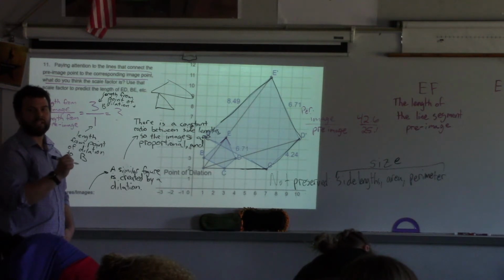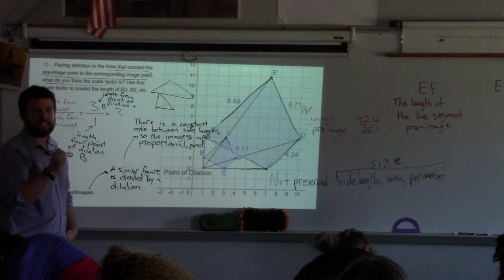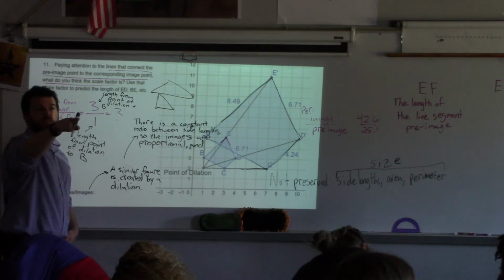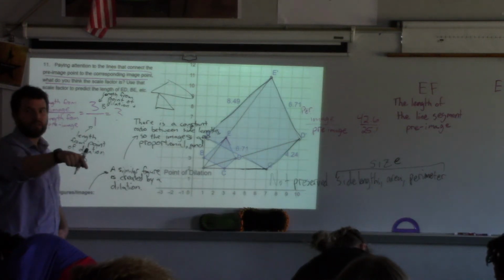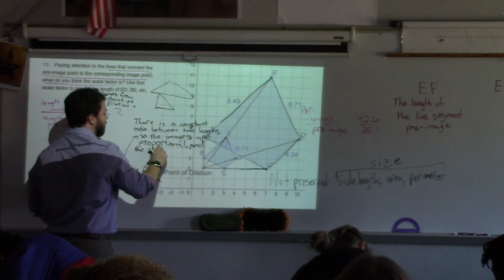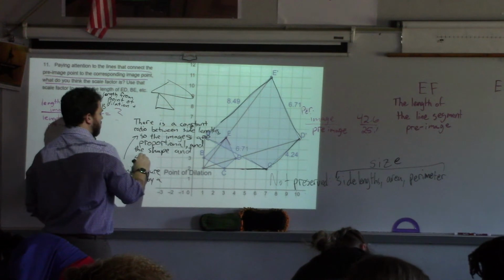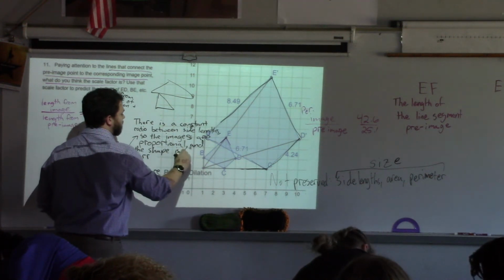Is there anything else that might be really important that's the same? Orientation. Angles. That's the bigger one. 100% on the orientation, but the angles are all what? Congruent. There we go. And the shape, I should say, is the same.